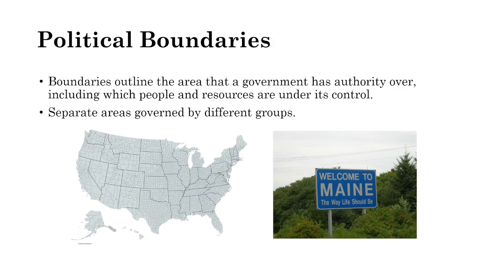Boundaries separate areas governed by different groups, whether that be different countries or different states like Texas and Louisiana. We also look at the more local levels and look at different cities or different counties or provinces within a country or within a state. Boundaries can be drawn on a map. They can be defined in a treaty. They can also be demarcated, which means that they're physically there, like a town sign or the fence on your house or the gates to the city.